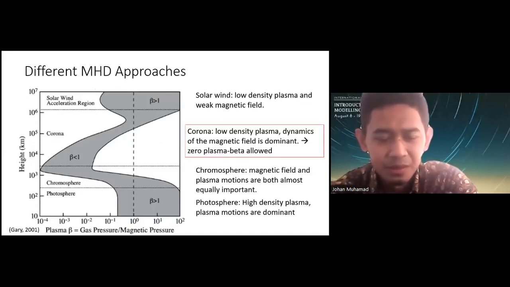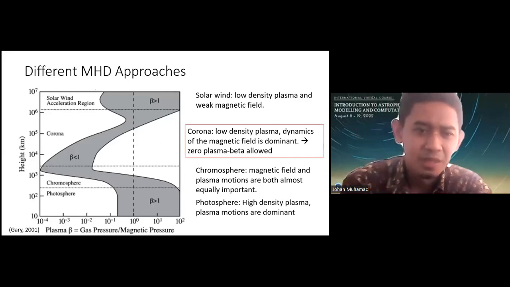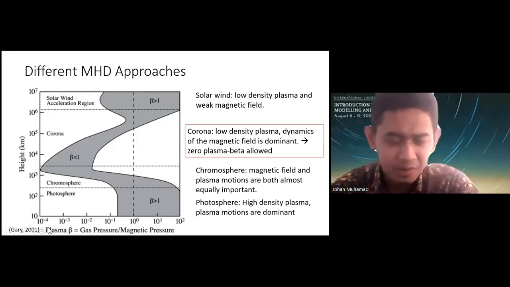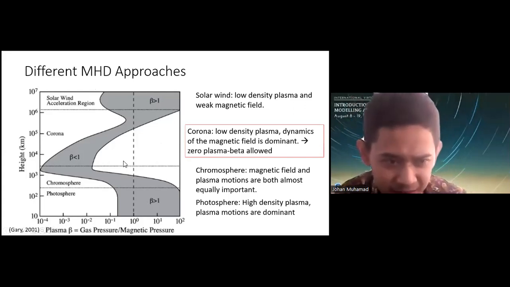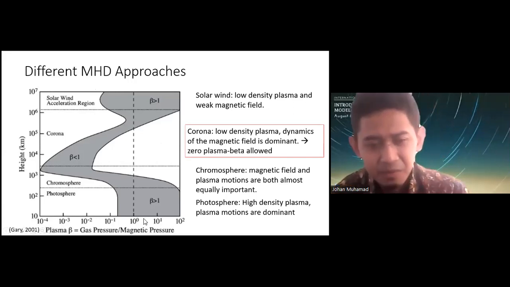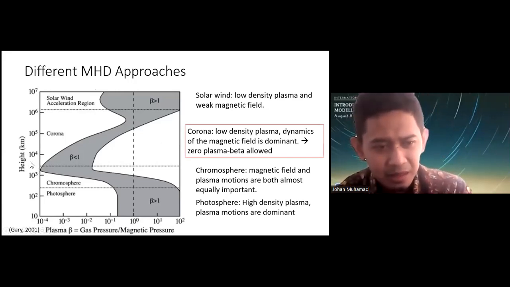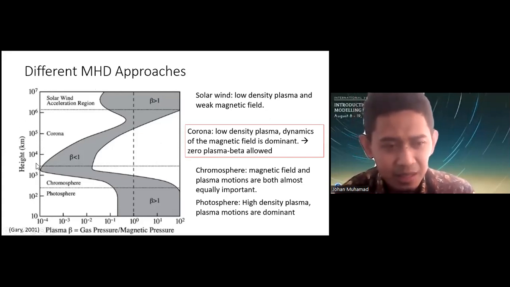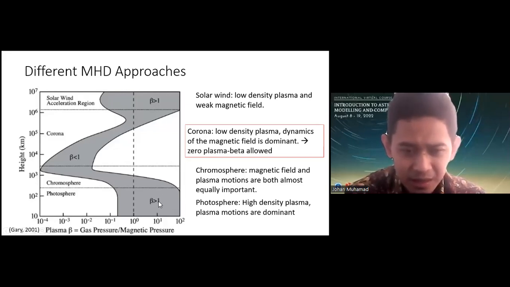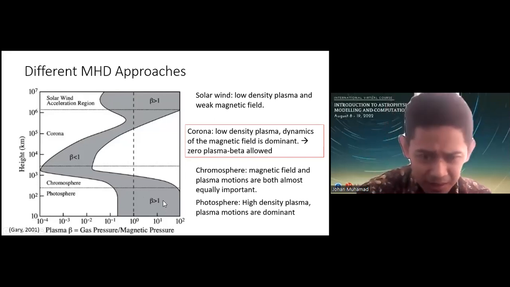So I've showed you the definition of plasma beta, and here is the image taken from Gary 2001. We know this: the horizontal axis is the plasma beta, and the vertical axis is the height. And we can see that in the photosphere, here below the photosphere, the plasma beta is a little bit high, larger than 1.